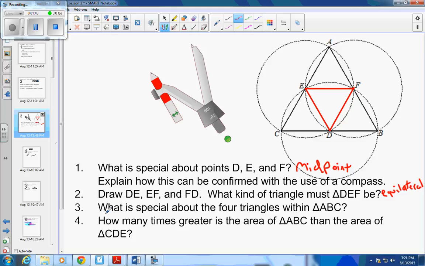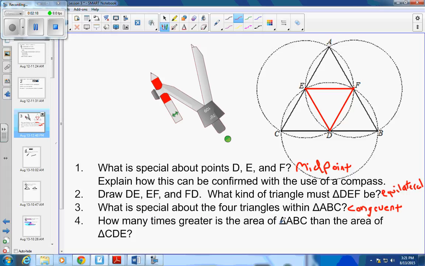What is special about the 4 triangles within ABC? So we've got this triangle CED, and it's equilateral. We've got EDF, which is equilateral. We've got FDB, which is equilateral. We've got AEF, which is equilateral. And they are all the same size, so they are all congruent. So they are congruent equilateral triangles.